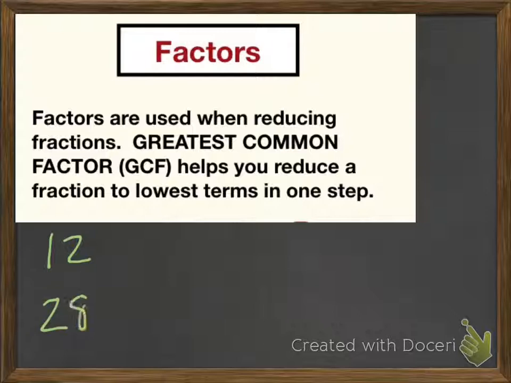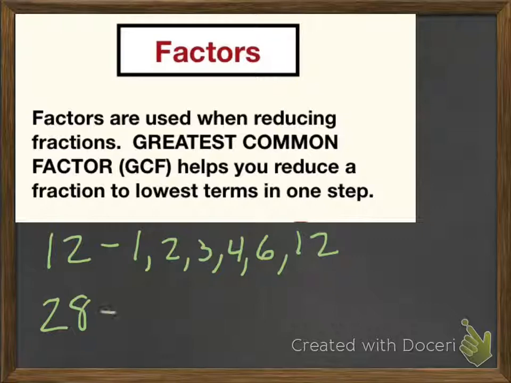Factors are whole numbers that multiply together to get 12. If I want to list the factors of 12, I can always start with 1 and itself, and I like to list them in order, so that's why I'm leaving a space there. Then I know that 2 multiplies with 6 to get 12, and 3 multiplies with 4. So my factors of 12 are 1, 2, 3, 4, 6, and 12.